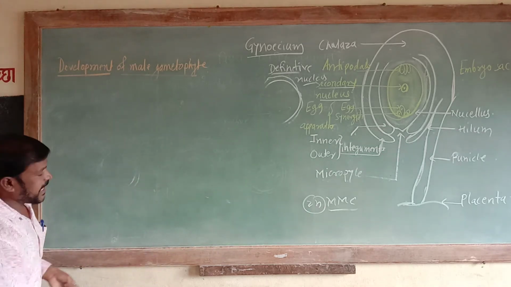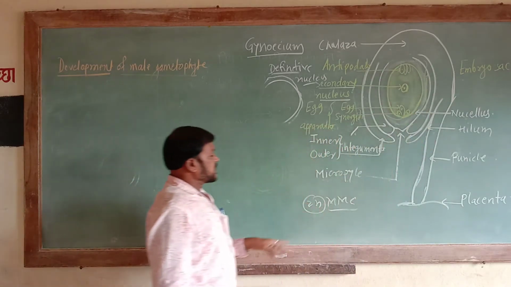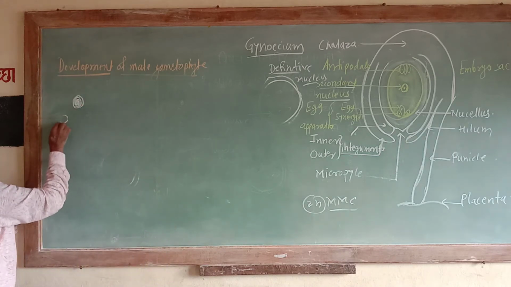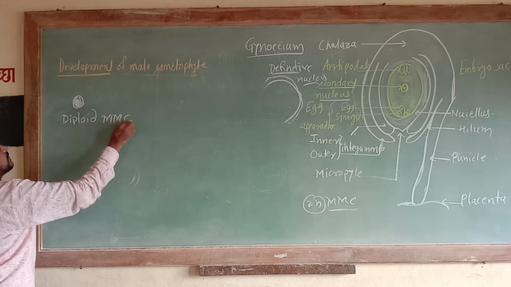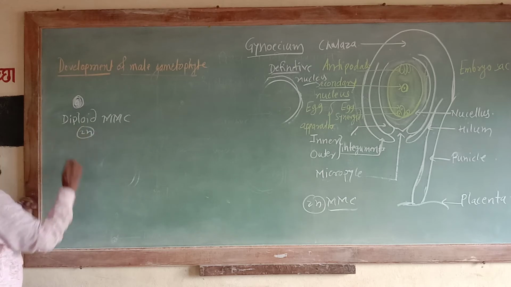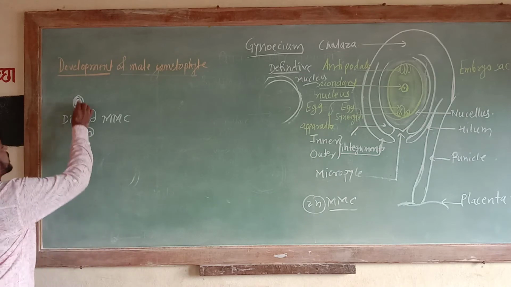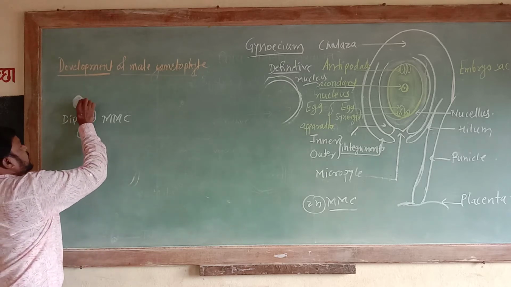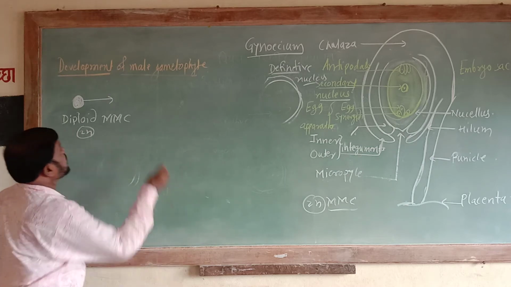Inside the flower, inside the young ovule, there is a diploid megaspore mother cell. It is present in the nucellus. This diploid megaspore mother cell undergoes meiotic divisions, that is meiosis, and forms a linear tetrad.